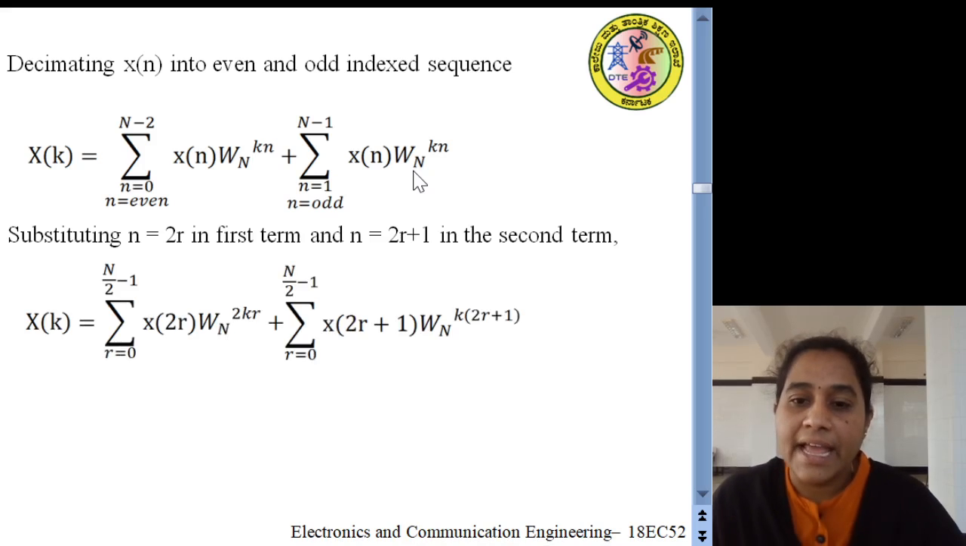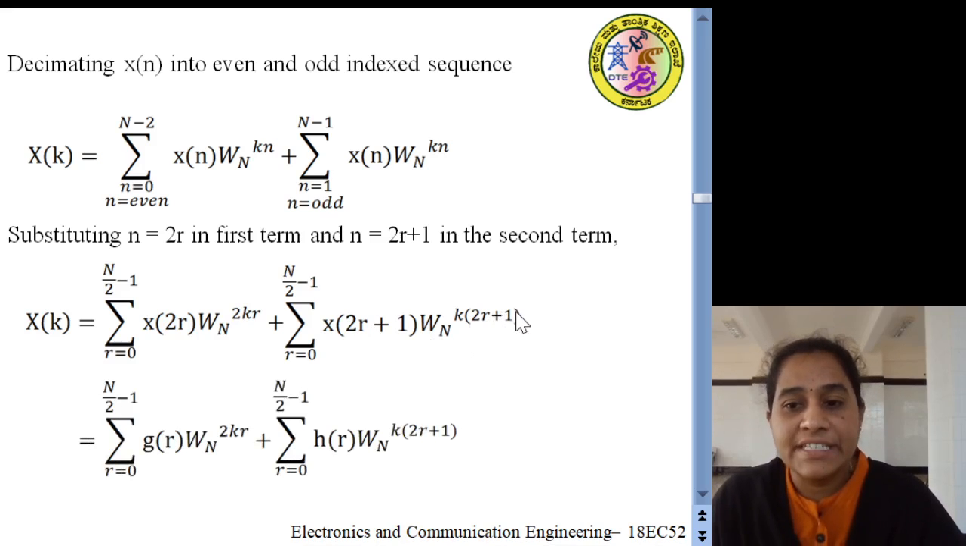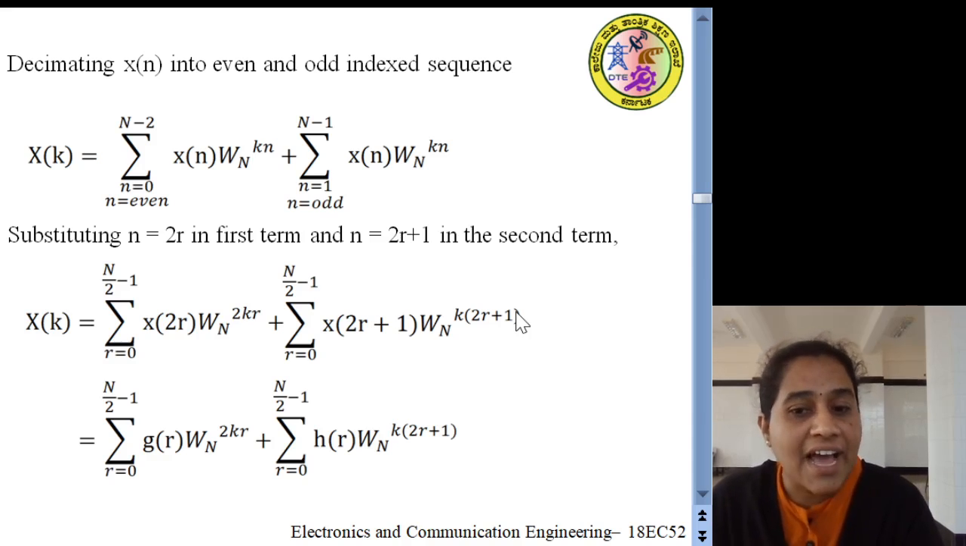Okay, what we obtain is X(k) equals summation r varying from 0 to N/2 minus 1 of x(2r) W_N^(2kr) plus summation r varying from 0 to N/2 minus 1 of x(2r+1) W_N^(k(2r+1)). Which is equal to summation r varying from 0 to N/2 minus 1 of g(r) W_N^(2kr) plus summation r varying from 0 to N/2 minus 1 of h(r) W_N^(k(2r+1)).